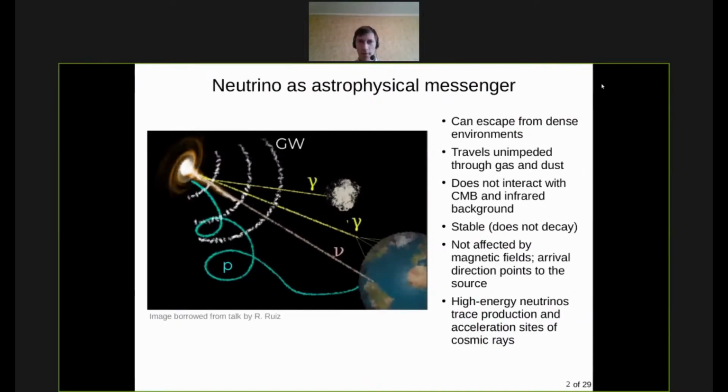Why use neutrinos for astronomy? There are actually many reasons for that. Neutrinos can escape from dense environments that are opaque to gamma rays or other wavelengths of photons. Neutrinos can traverse gas and dust. They do not interact with the CMB or infrared background. They are stable, or at least we think they are stable, and they are not affected by magnetic deflection. And finally, they are a good messenger for studying non-thermal processes, such as those related to cosmic ray production and acceleration.